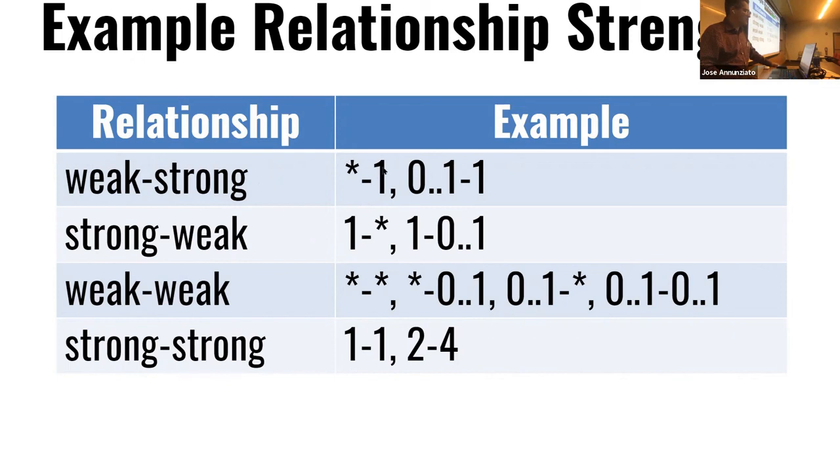Weak, strong, like star to 1, 0..1 to 1. Those are all weak to strong, or strong to weak, 1-to-many, or 1 to 0..1, or weak like star to star, or star to 0..1. Those are all weak. Or strong, right? You know exactly there's a 1 and 1 on each side of the relationship, or 2 to 4 is also strong. Again, jargon.